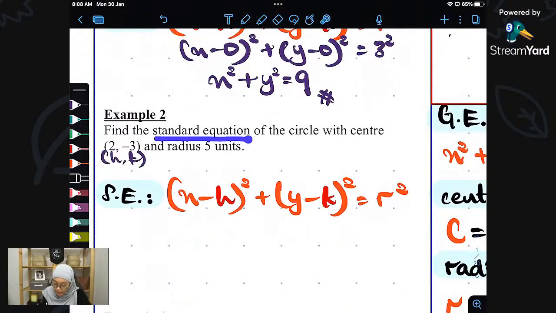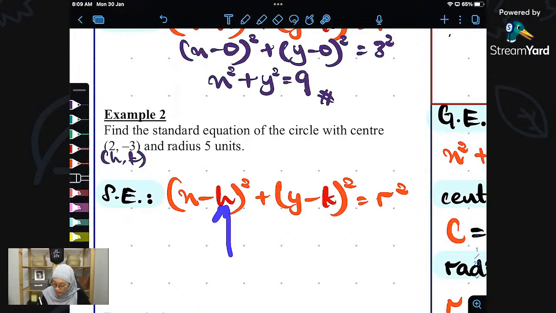Find the standard equation. See, the word standard means they want the standard equation. The standard equation of the circle with center, a different kind of center now, a different coordinate: (2, -3). So (2, -3) is a different center. A center that has numbers, has values. It's no longer (0, 0) at the origin. No, it's not at the origin anymore. And then it has a radius of 5 units.